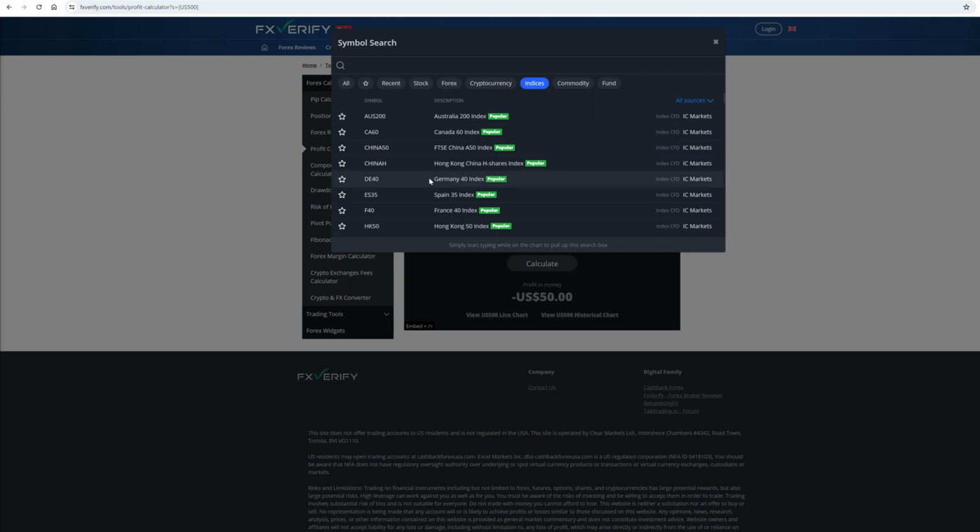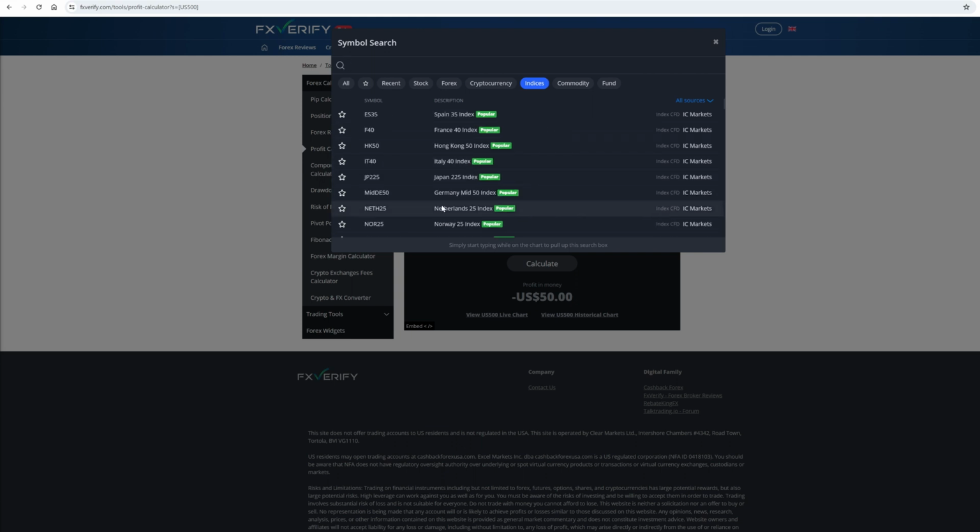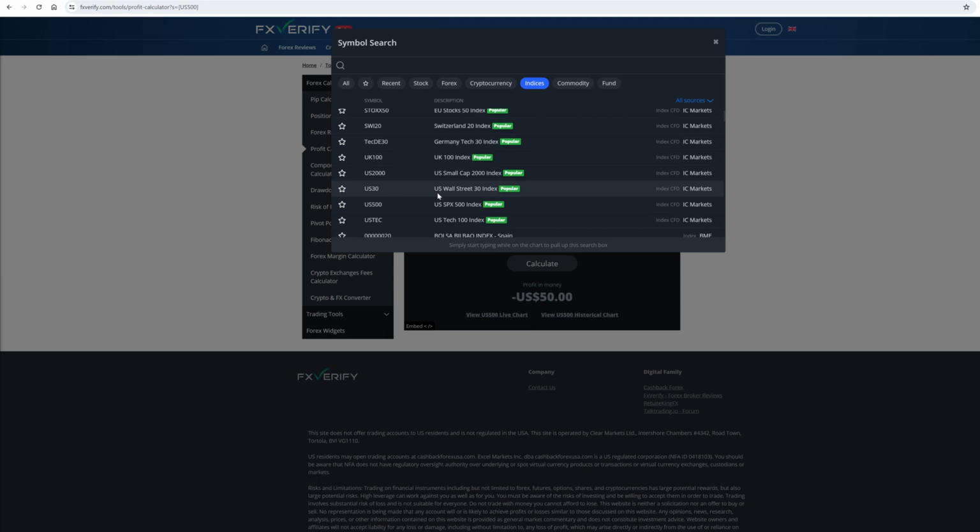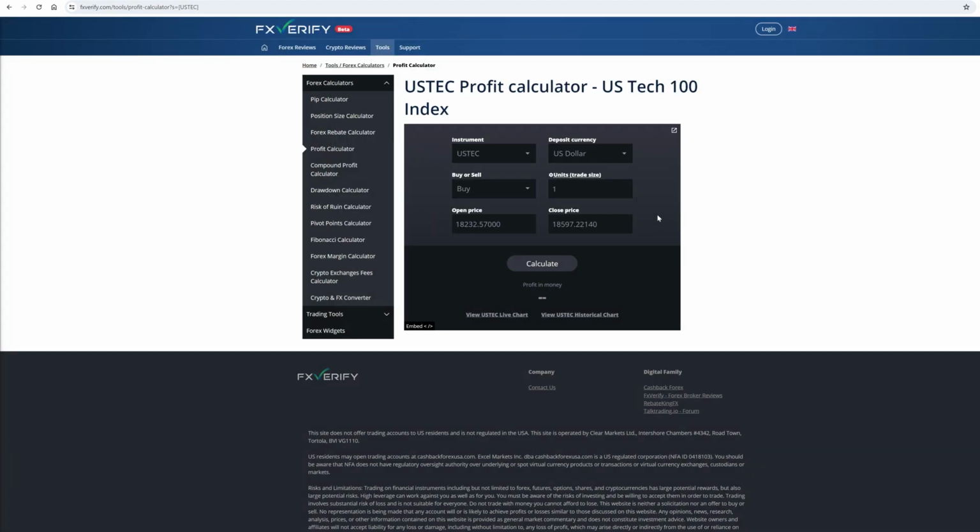So just for another example, we can do another index here. Let's say US 100, which is Nasdaq. Let's say you are buying at 18,000, right? If you have a stop loss at 17,900, which is 100 points, you are risking $100 per one lot. If I do 0.1, it's going to be $10, and if I do 0.5, it's going to be $50.